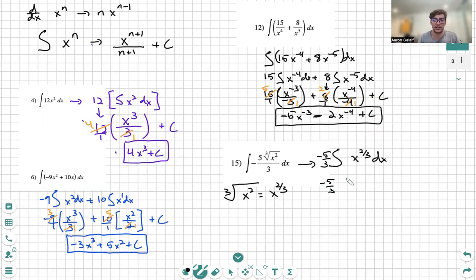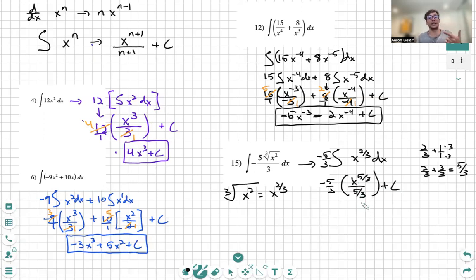It's a coefficient, it stays. Then we're going to add 1 to 2/3, which is plussing 3/3, right? Because you have to have the same denominator. We get 3/3. We see this is 5/3. x to the 5/3 divided by 5/3, the new coefficient, plus c.